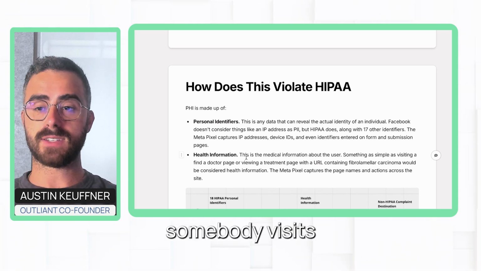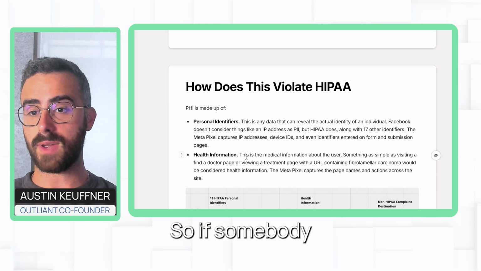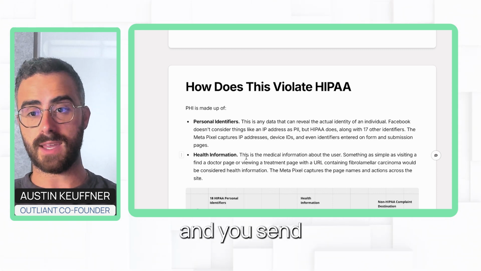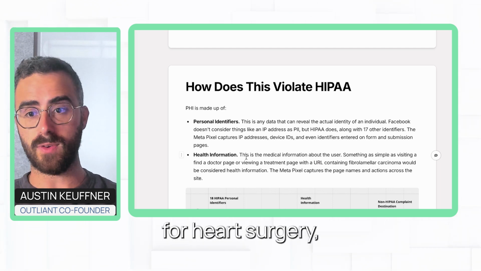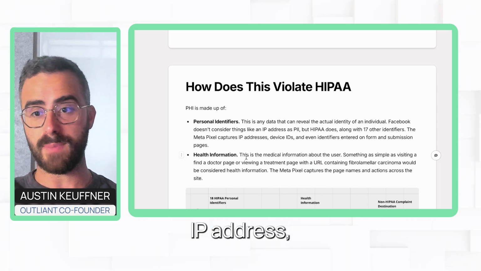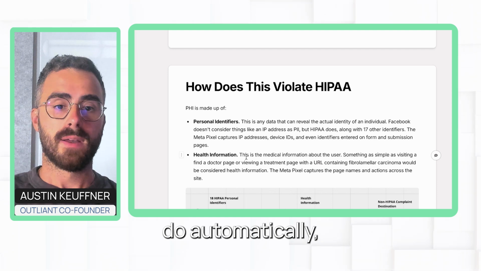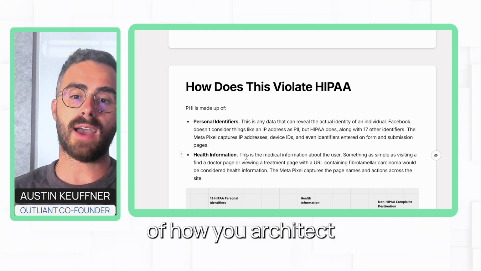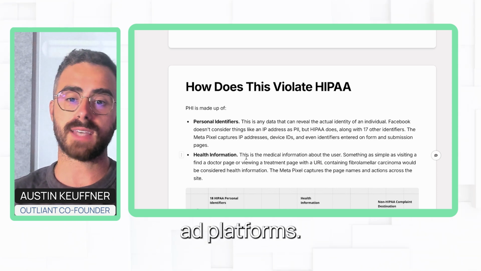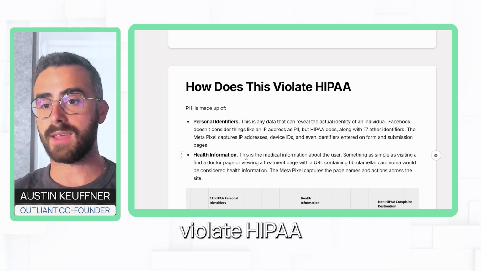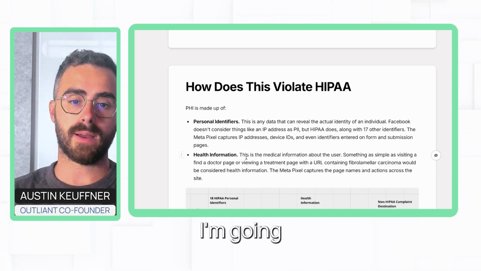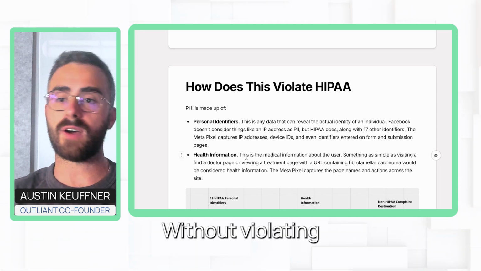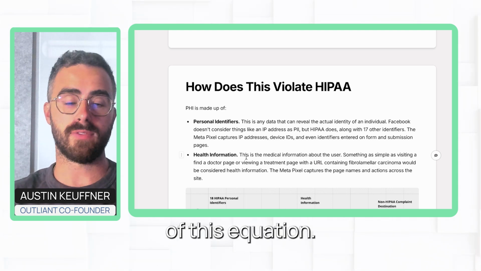And essentially, that health information can be not as deep as you think it is, right? It could be that somebody visits a certain page. So if somebody visits a certain page about heart surgery and you send the event page view for heart surgery along with the user's IP address, which the Pixel will do automatically, then you are violating HIPAA. So you have to be very careful in terms of how you architect the data that you send to these ad platforms. Otherwise, you're going to violate HIPAA and you run the risk of getting sued. I'm going to give you a step-by-step strategy on how you can send data to these ad platforms without violating the health information piece of this equation.